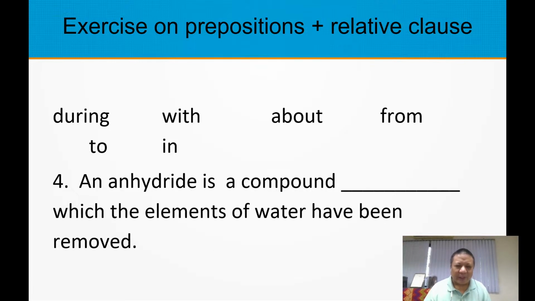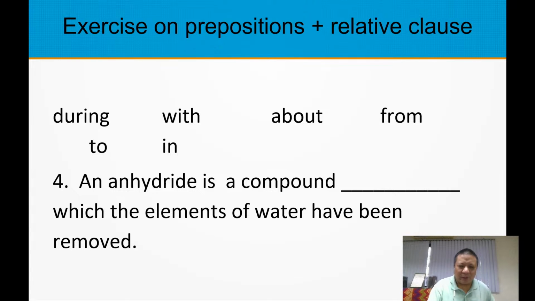Number four, an anhydride is a compound blank which the elements of water have been removed. So the key is you remove water blank a compound. Okay, very good. Correct answer. An anhydride is a compound from which the elements of water have been removed. Removed from.